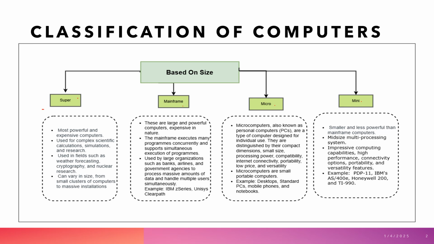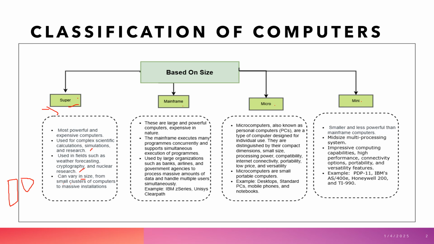If we talk about supercomputers, they are the most powerful and expensive computers and are huge in size. They are used for complex scientific calculations, simulations, and research. Since they have huge processing capabilities, they are used in fields like weather forecasting, cryptography, and nuclear research. They can vary in size, which means that either it can be a very large computer or it can be small clusters of computers creating a supercomputer. In order to understand the basics, this much information about supercomputers is enough.